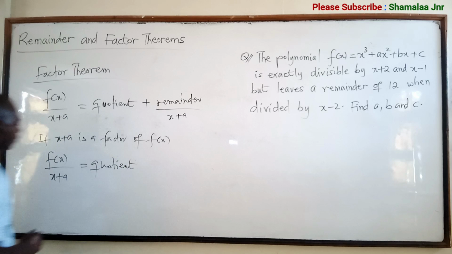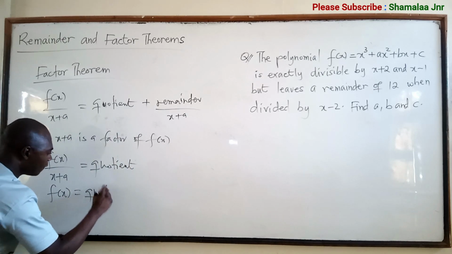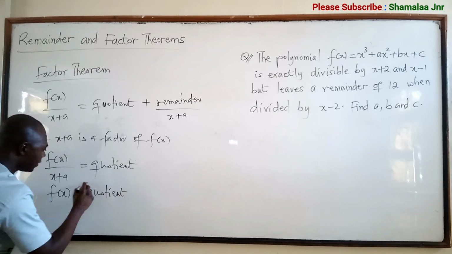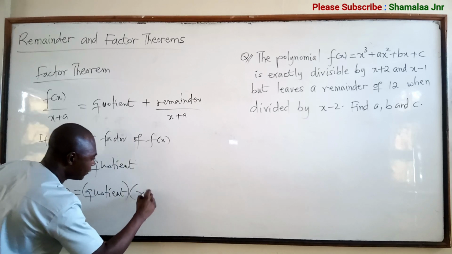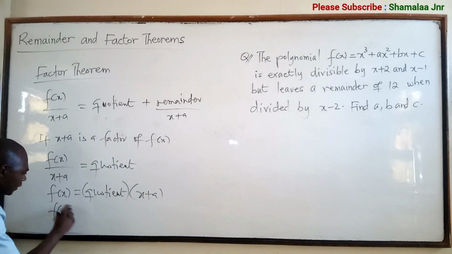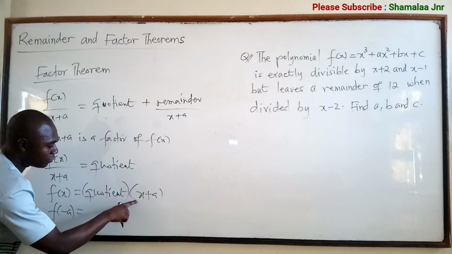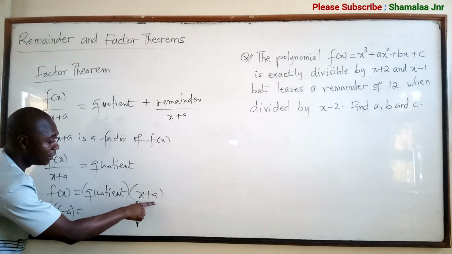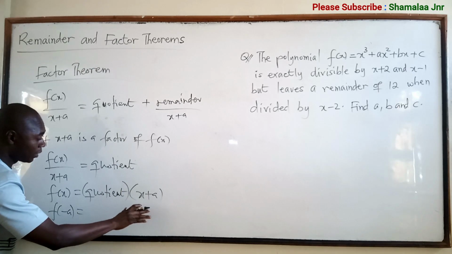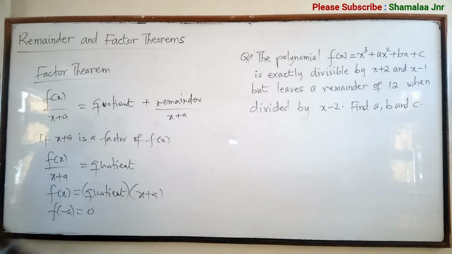So f of x is equal to a quotient. It's not difficult at all. You just have to understand. x plus a. Now, if you find f of negative a, wherever you see x, you write negative a. You put negative a here, this one will be negative a plus a, and that will go to 0. You see, and that will cause the whole of this to go to 0. So it means that f of negative a is equal to 0.